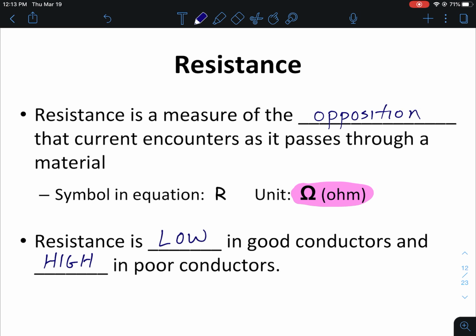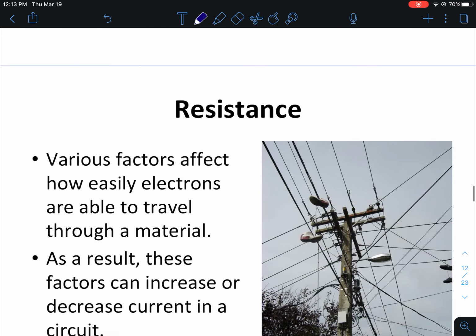Good conductors are things like copper. Copper is a good conductor, and most wires are made of copper. A poor conductor would be something like plastic or rubber, which is why people use rubber gloves and tools have rubber handles if you're going to work with electricity, because they're a very poor conductor. Therefore, they're highly resistant, and they can keep you safe.